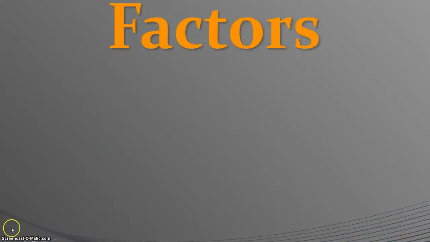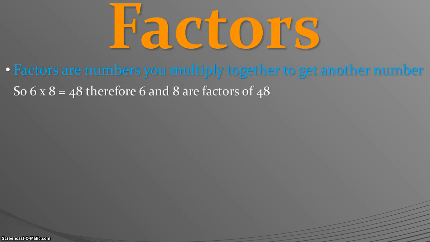First, let's talk about factors. Factors are numbers you multiply together to get another number. Factors actually divide a number. So 6 times 8 is 48, therefore 6 and 8 are factors of 48. Also because 6 and 8 divide 48.